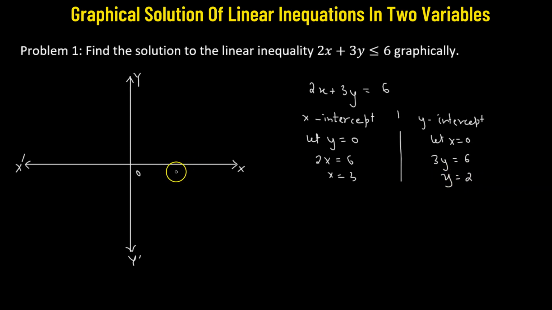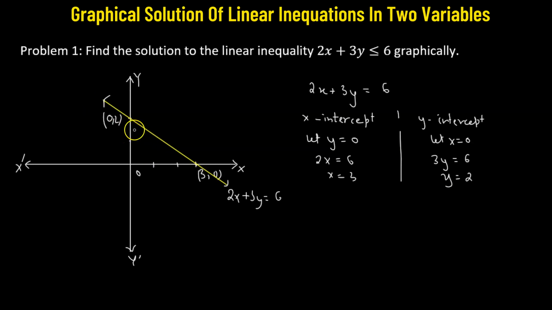Now, on the x-axis, we're going to find the value x equals 3. So we have 1, 2, 3. This is going to be our x-intercept, which is (3, 0). And then we will also find the y-intercept. That's 1, 2. So this is the point (0, 2). Our straight line is going to pass through these two points. So this is our straight line, which is 2x plus 3y equals 6. It has an x-intercept of 3 and a y-intercept of 2.